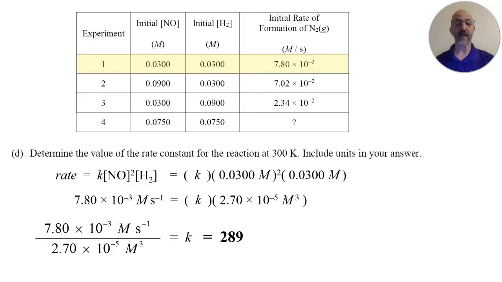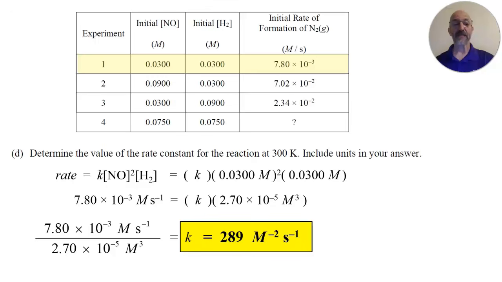And because I have molarity times seconds to the negative 1 divided by molarity cubed, I actually get the same units of the rate constant here in question 6 part D that we saw in question 5. And I think it's because both rate laws happen to be third order overall. So it was the same units for the rate constant K, just coincidentally. So there's my answer to part D of this question. The rate constant is 289, and my units are molarity to the negative 2 times second to the negative 1.